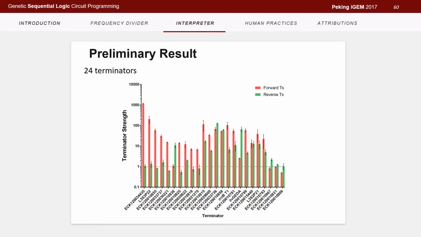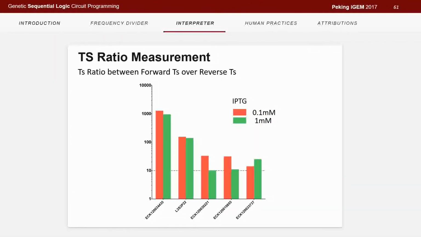We tested and calculated forward and reverse TS for our library of 24 terminators and got the 5 ones that meet the requirements. We selected these 5 terminators and calculated their TS ratio of forward over reverse. One terminator, 435 for short, has a ratio of over 1000-fold, which can be considered a well-performed unidirectional terminator.